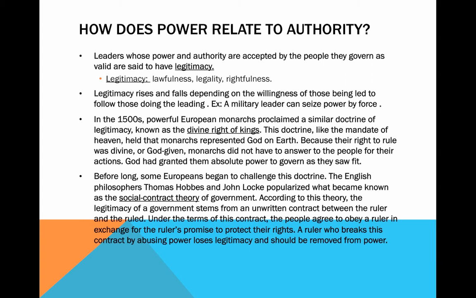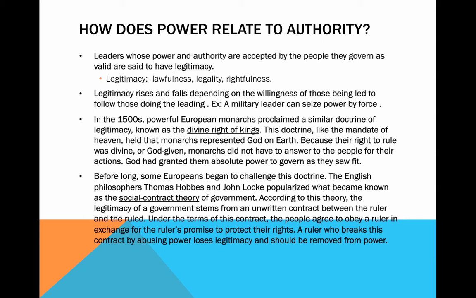Okay, so in the 1500s, powerful European monarchs proclaimed a similar doctrine, which is just a statement of legitimacy, but it was known as the divine right of kings. This doctrine was similar to what you hopefully learned about in global studies. It was similar to the mandate of heaven. It held the belief that monarchs were representatives of God here on earth. And because their right to rule was divine, which means it was God-given, monarchs did not have to answer to the people for their actions. God had granted them absolute power to govern as they saw fit. Not what we believe here in the United States.